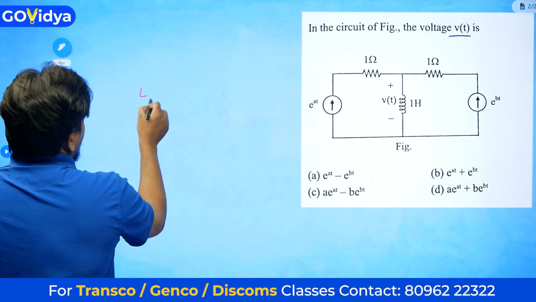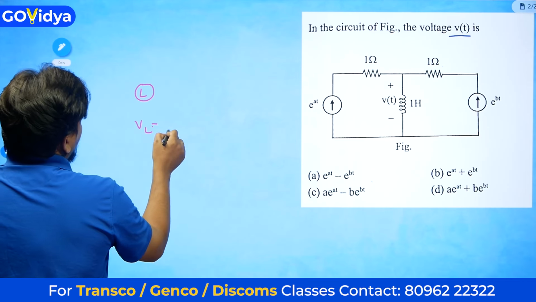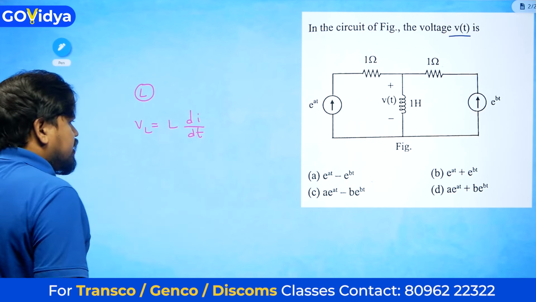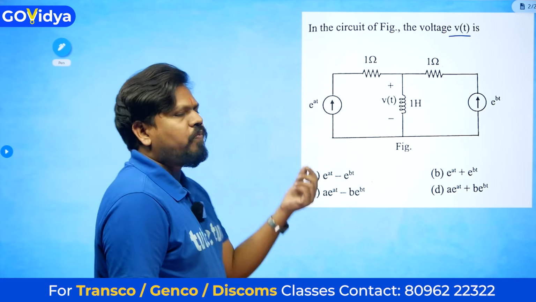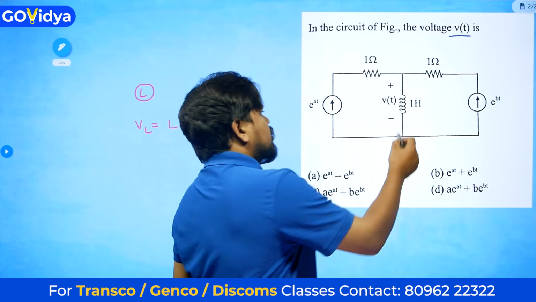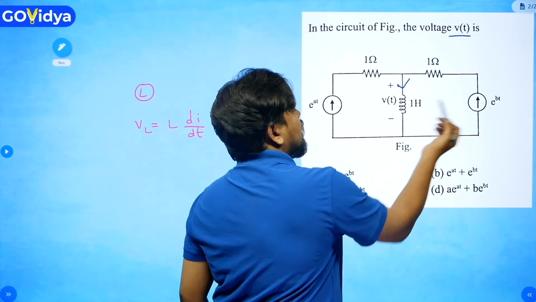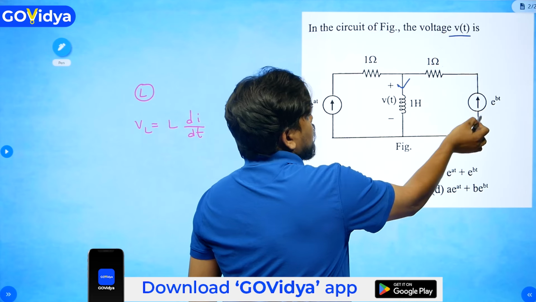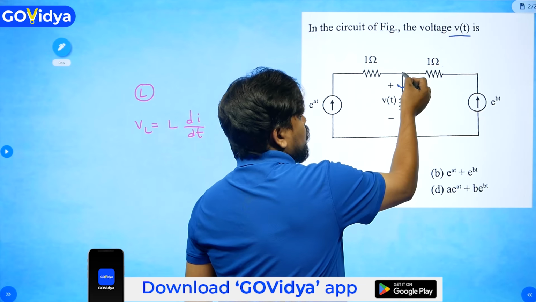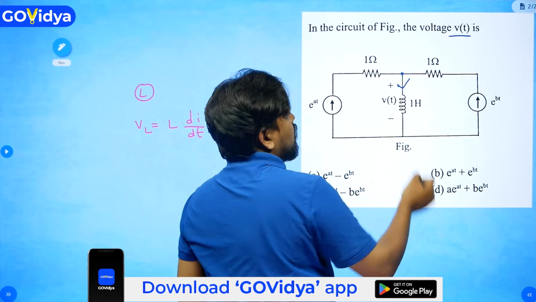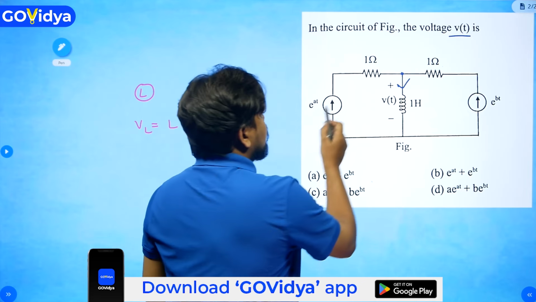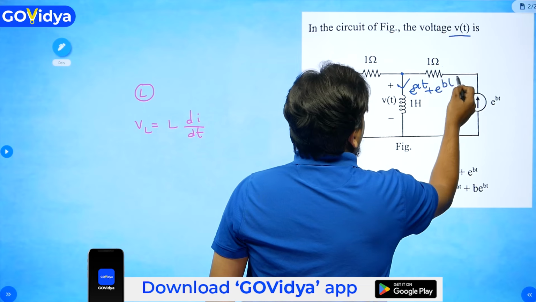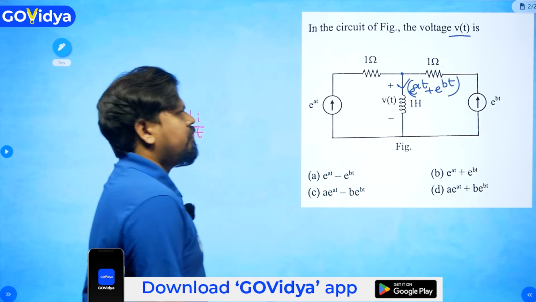So in the inductor what is the voltage? VL equals L into di by dt. So we need to find out the current in this first. This is a current source and this is also a current source. This current will be coming in this branch, and this current will be coming in this branch. Both currents will combine and go in this branch. So the combined current is e power at plus e power bt. This is the complete current, the I of t function.